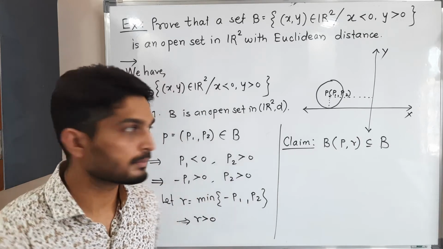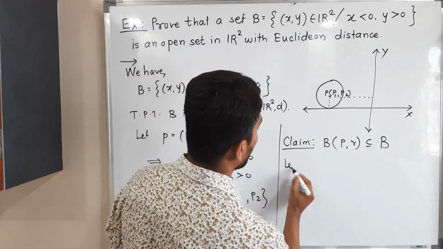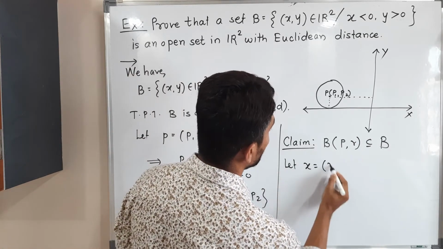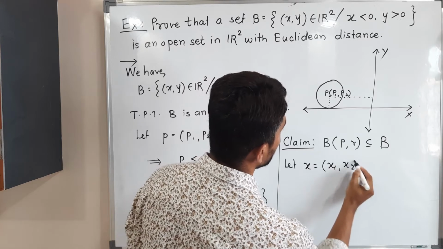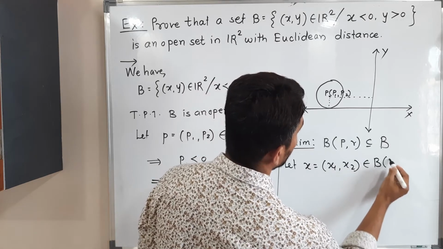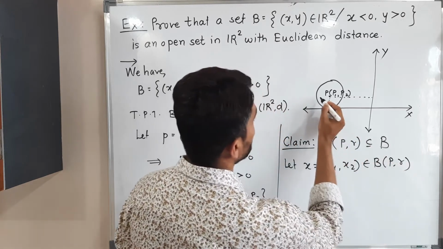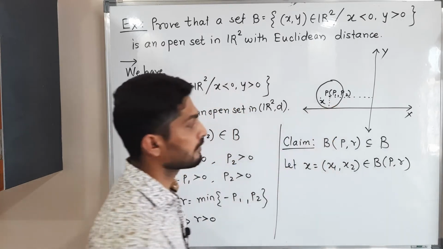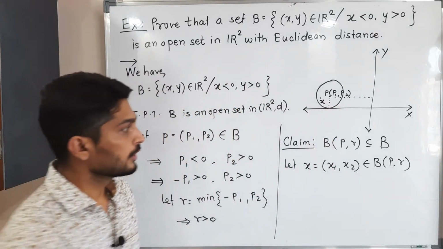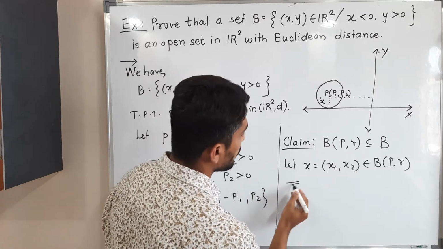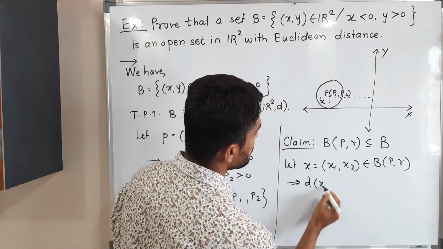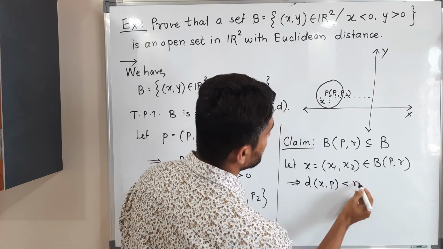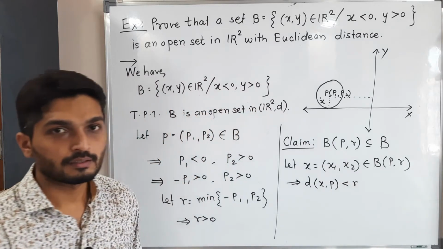Let us apply the same technique. Let me take one point X = (x1, x2) belonging to B(P, R). That means I am taking one point X of that open ball. So this point lies in the open ball, that means the distance of X from P is less than R.